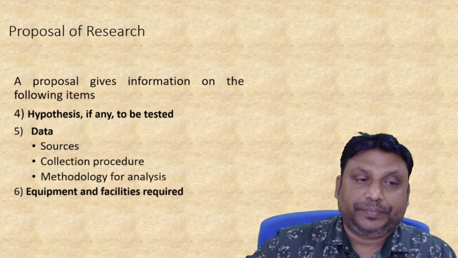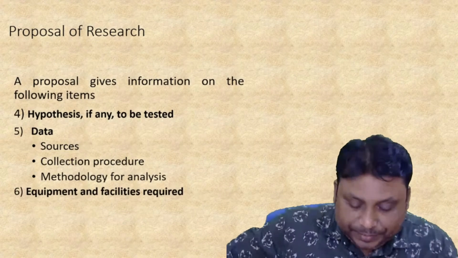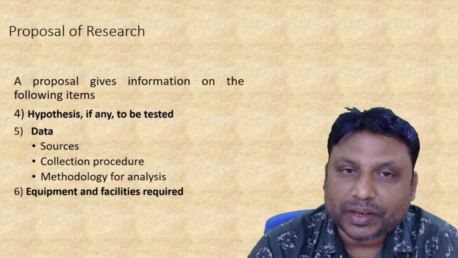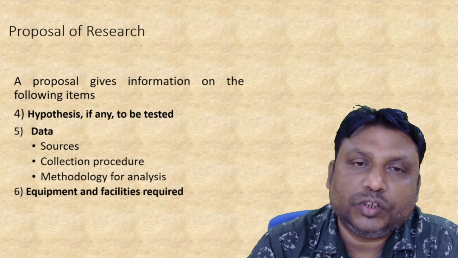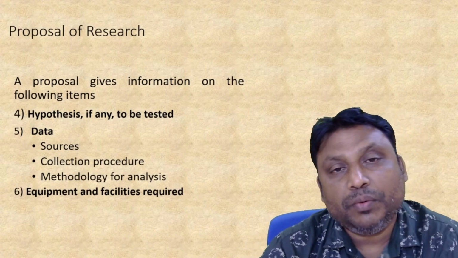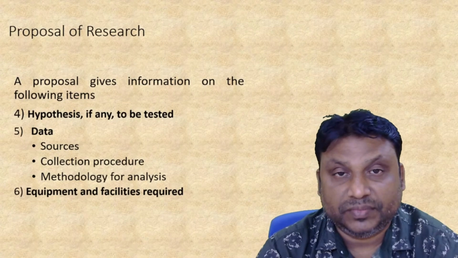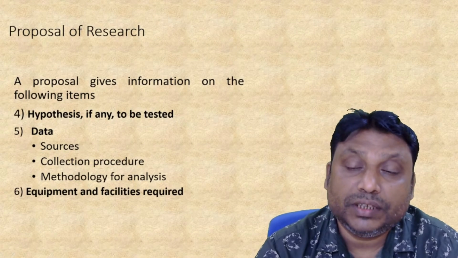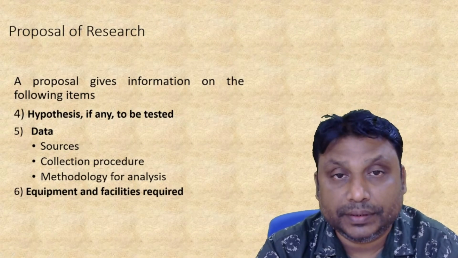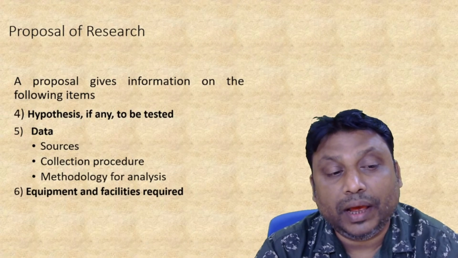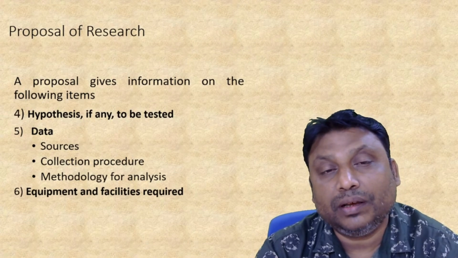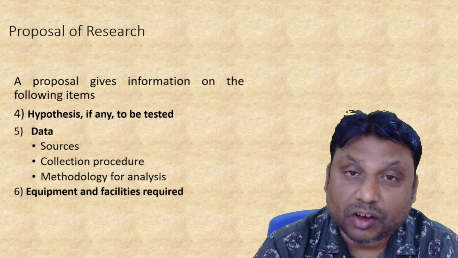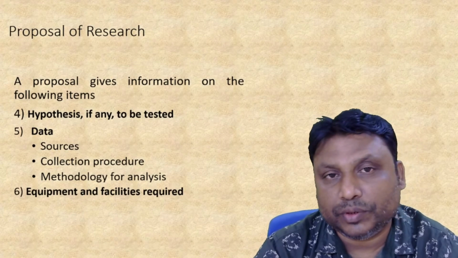Then the fourth point is the hypothesis. After the scope and limitations of your study, you have to mention the objectives of the study. The objectives can be found from the research gap. When you go through the literature review, at that time you find the objectives, and you mention these objectives first, and from these objectives you can derive your hypothesis.